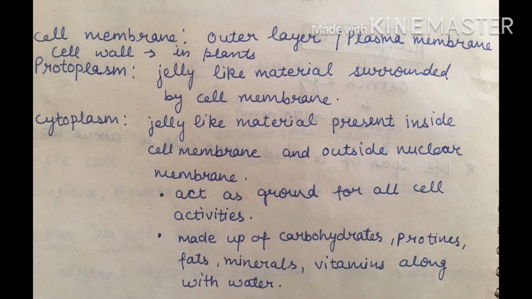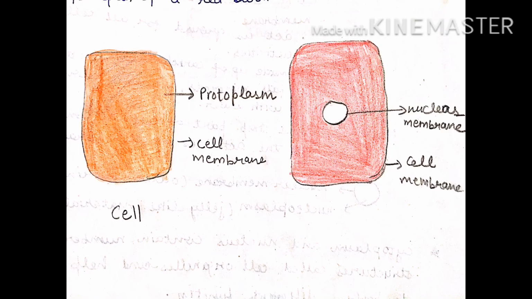So let's talk about protoplasm in detail. The jelly like material surrounded by the cell membrane is called the protoplasm. Here let me clear this up about protoplasm. You can see the picture here drawn by me. I have filled this with orange color. You can see the picture of a cell. Here is the cell membrane, and inside that is called the protoplasm.